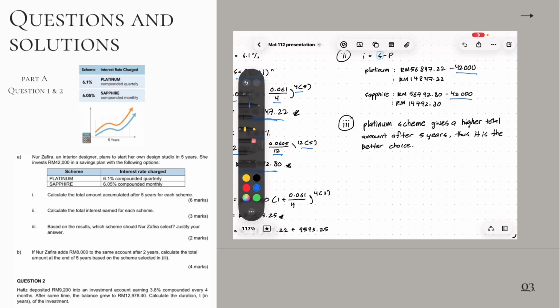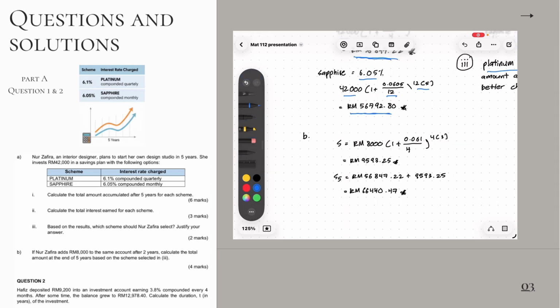And for the last question, question A, they ask, based on the results, which scheme should Nur Zafira select, and justify your answer. In my opinion, I think Nur Zafira should select the platinum scheme, because it gives a higher total amount after 5 years, and I think it is the best choice for her.